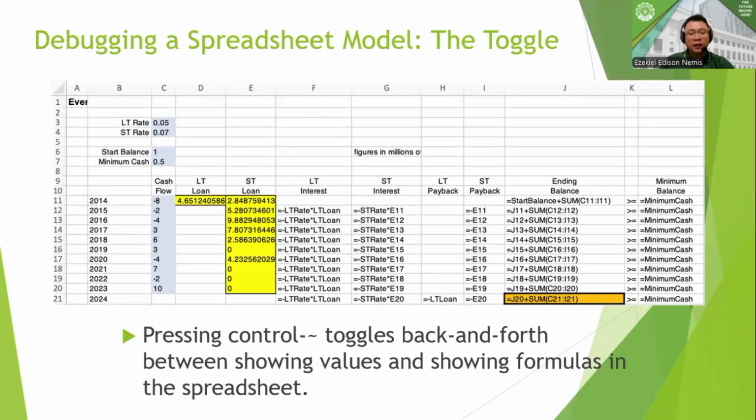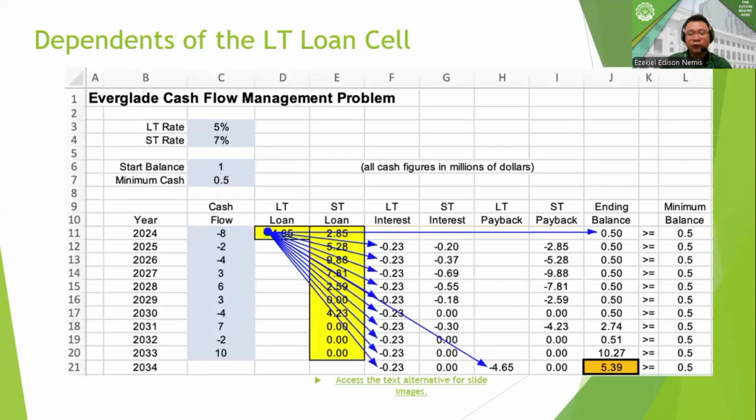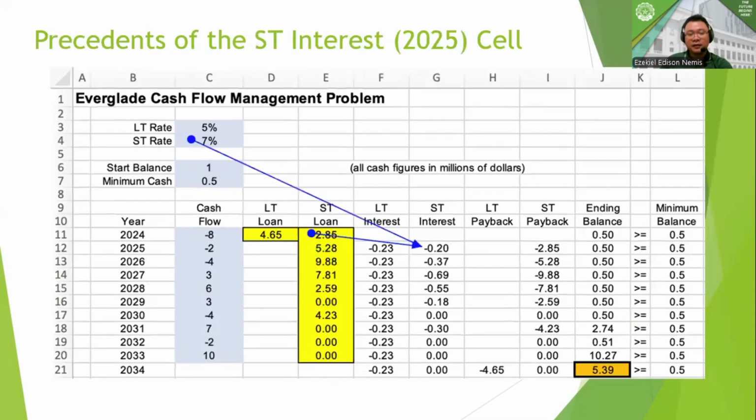Alright, so kanina, this is what we have done a while ago, the debugging toggle, the audit in the spreadsheet. Ito yung ginawa natin. If you want to look at where the data came from, all you have to do is click audit, and then you will see where the data came from. So that's the best way to make a good spreadsheet model.